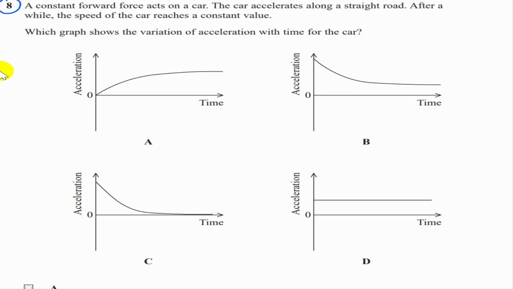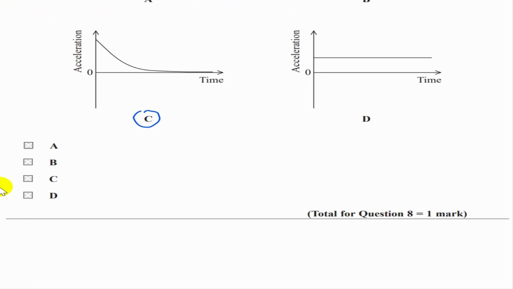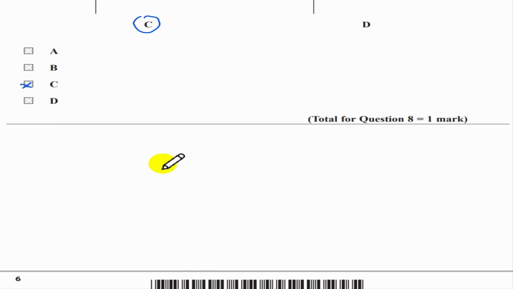Here, the car reaches a constant velocity. That means acceleration is zero. So the correct option is C here. Correct answer is C. Total for question 8 equal to 1 mark.